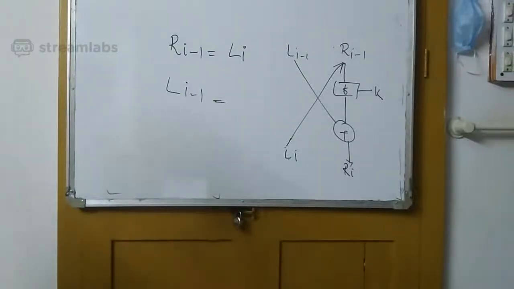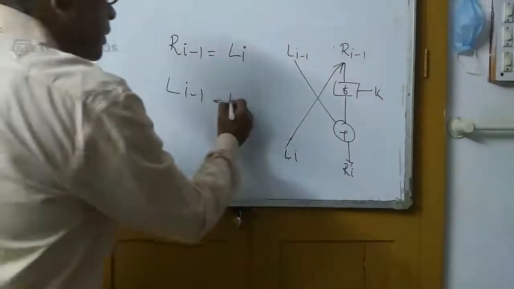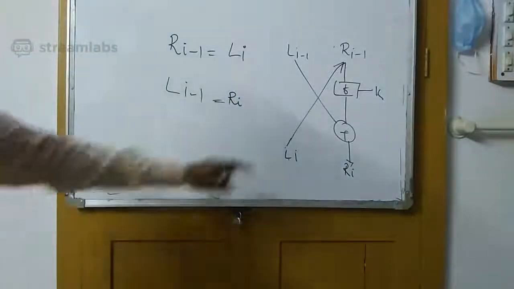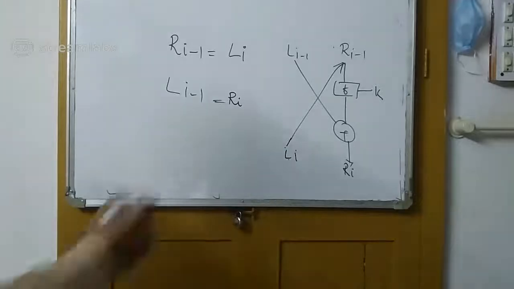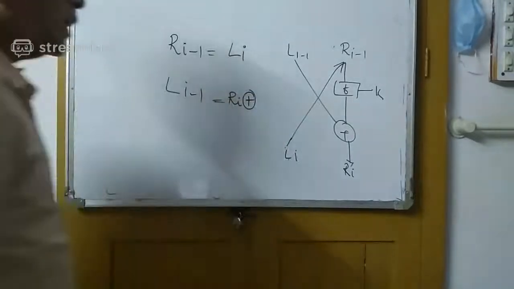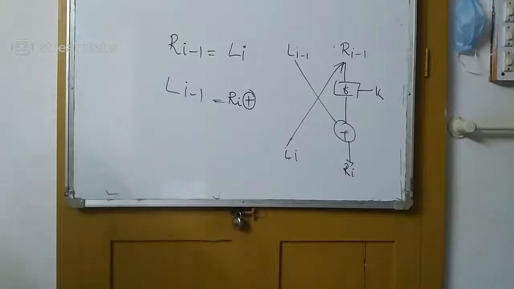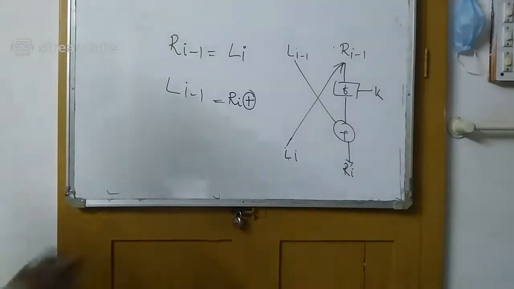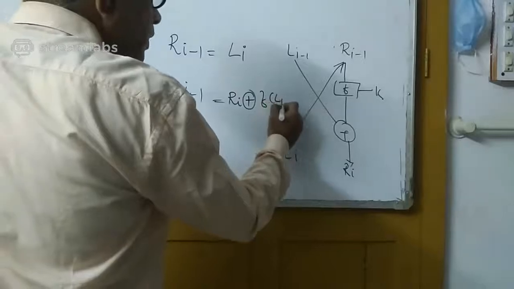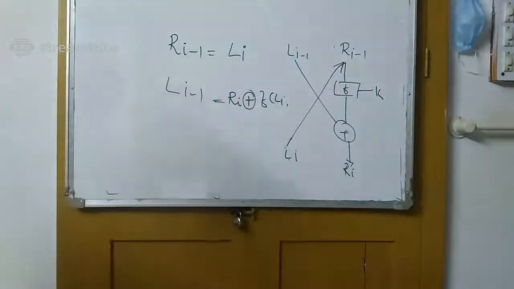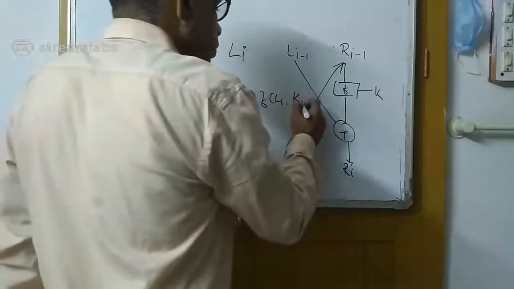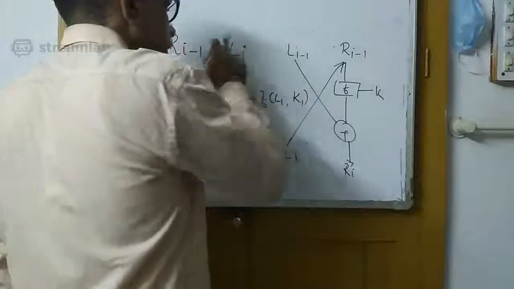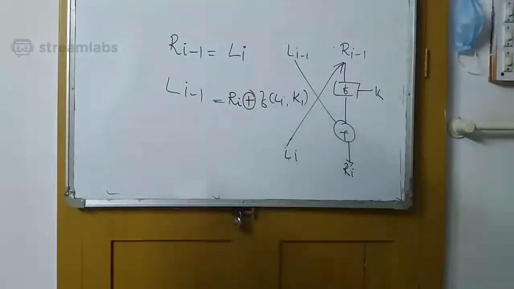That is nothing but your Ri, the same Ri will be inputted to an XOR. So it gets XORed with the function of Li and KR. So these are the two inputs for this function in the reverse direction to get Li minus 1. So this is how the decryption happens.